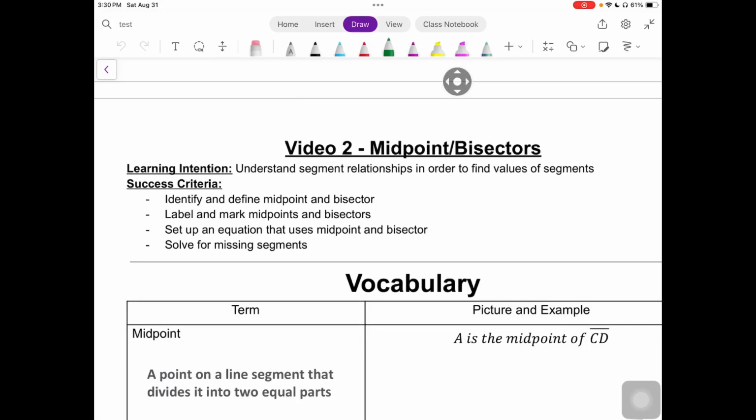All right, video 2 is on midpoints and bisectors. Those are going to be special types of segments. So we're still talking about segments here, so everything that we learned in the first video is going to come back up here. But we're going to add some different things, and we're going to add some special types of segments.